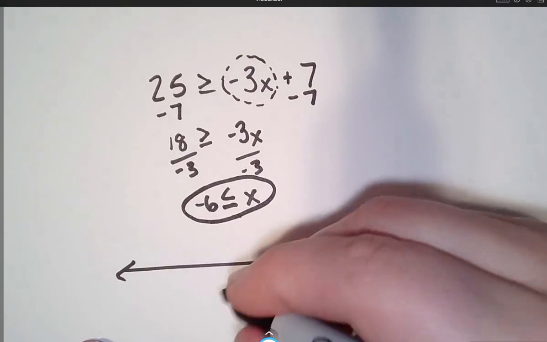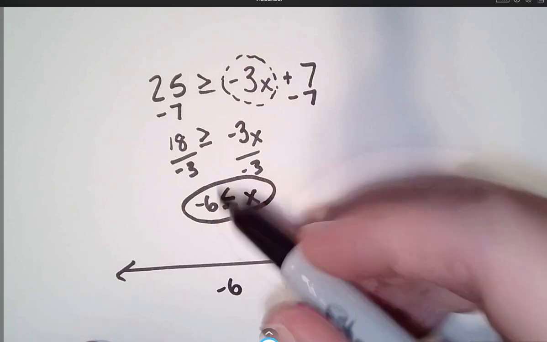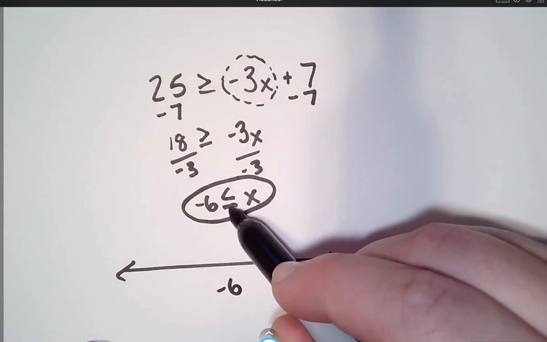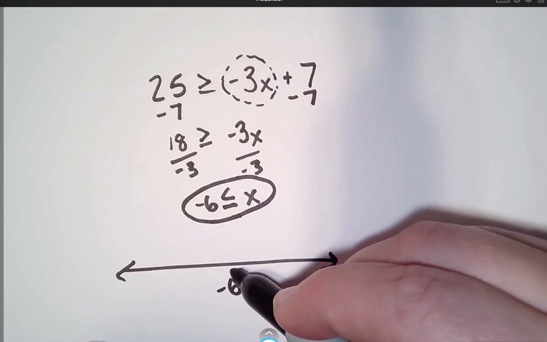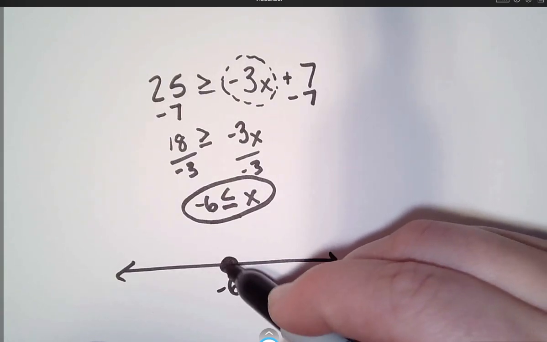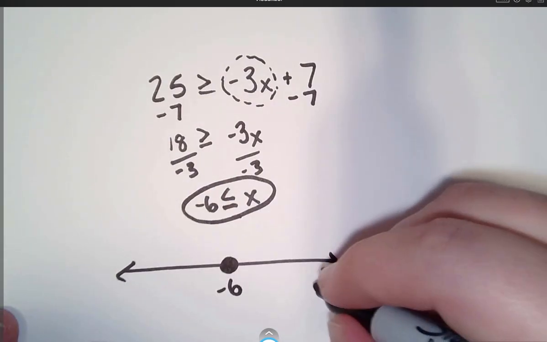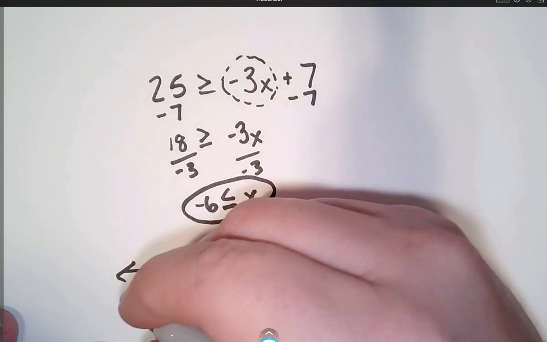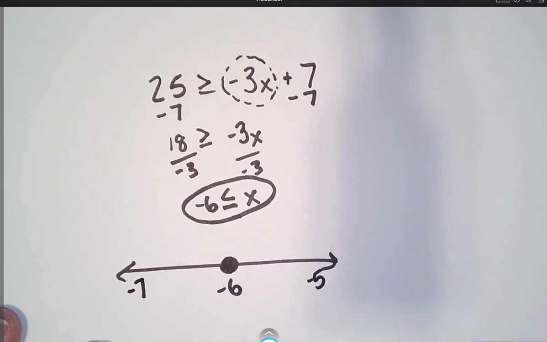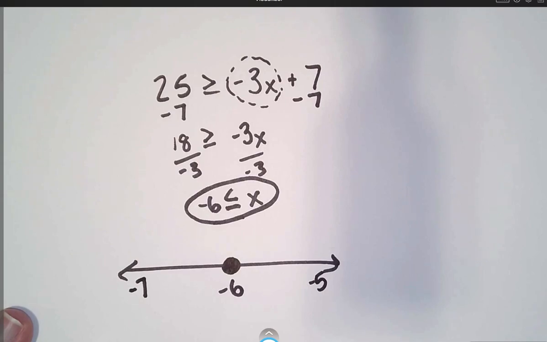So I'm going to do the same thing. -6 in the middle. This time I'm going to put a closed circle because it can be -6. It's also equal to, so put a closed circle. One number greater than, one number less than. One number more than is -5. One number less than -6, more negative, is -7. So I'm going to go over to the side.